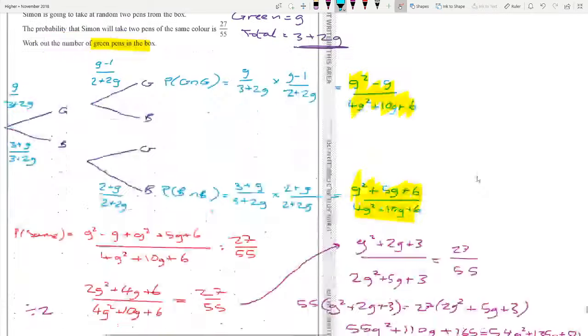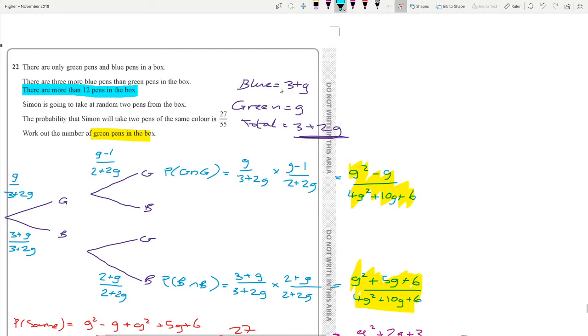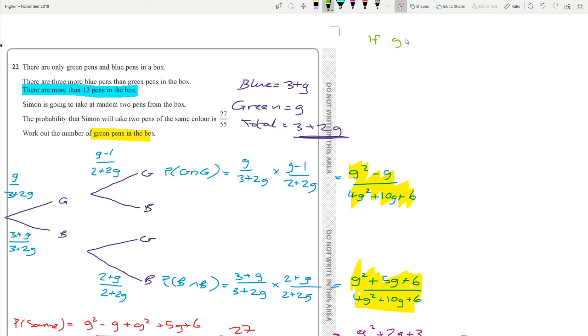So if you make the green to be 4, then blue would be 3 add 4. So let's just go through this fully. If green equals 4, then blue would be 3 add 4, which is 7, and that gives you a total of 11 pens, isn't it? What does the question say? There are more than 12 pens in the box, so green definitely can't be 4.